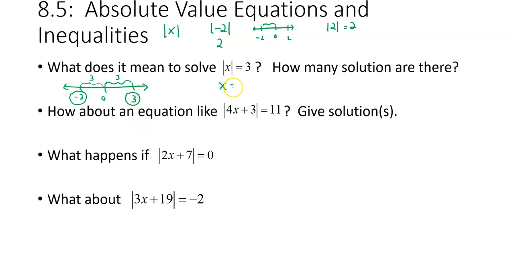So I can get an x value of 3. I can get an x value of -3. There's 2 solutions. I can also write my answer like this: x equals plus minus 3, and that indicates that there's 2 answers, x equals 3 and x equals -3. So what if we get an equation like the second one, the absolute value of 4x plus 3 equals 11? Well, are there one solution or 2 solutions to that?